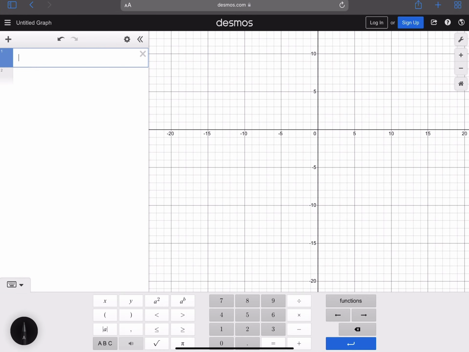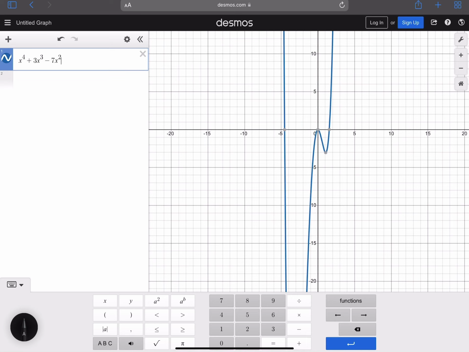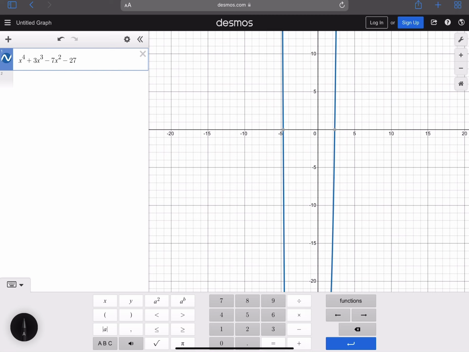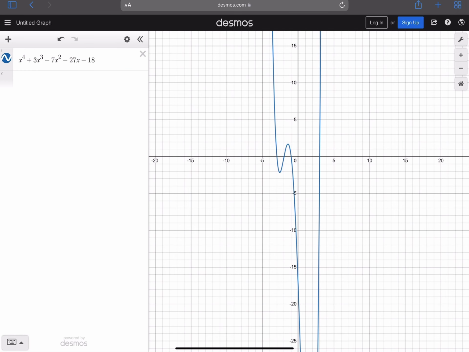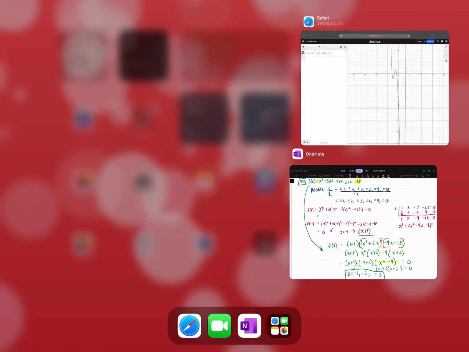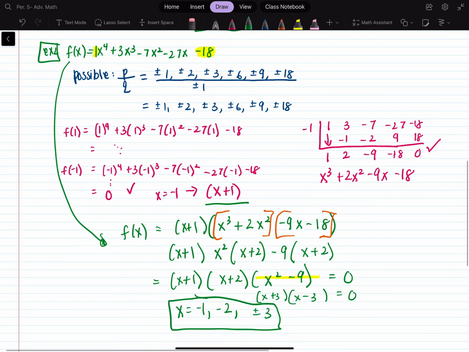In this case, the polynomial was x to the 4th plus 3x cubed minus 7x squared minus 27x minus 18. We get this crazy looking polynomial here that we see crosses the x-axis at 4 points. More specifically, -3, -2, -1, and +3, which if you look back here, those are the exact zeros that we got. So we have found the zeros of this polynomial.